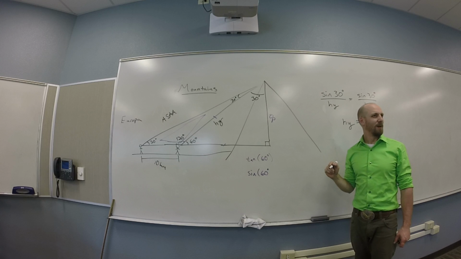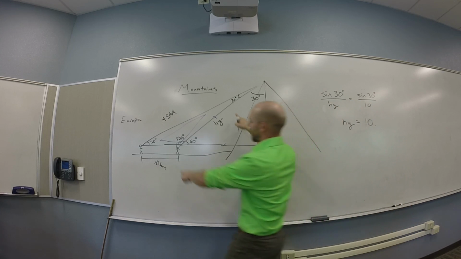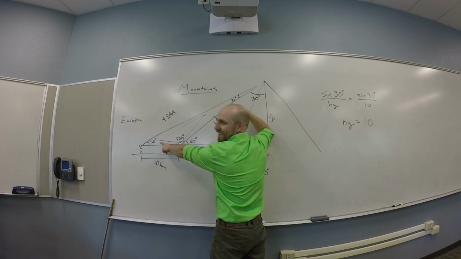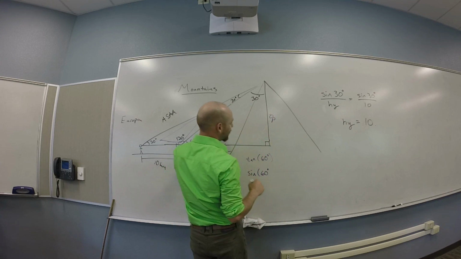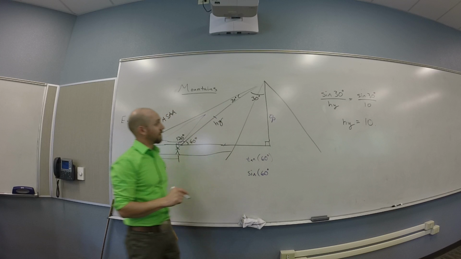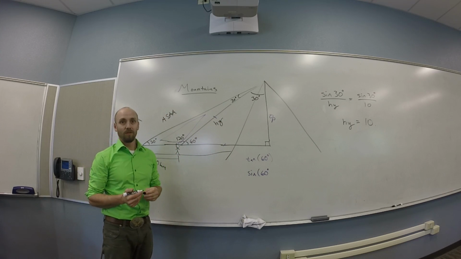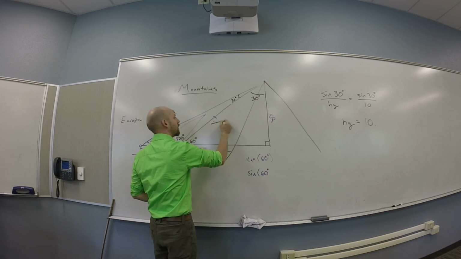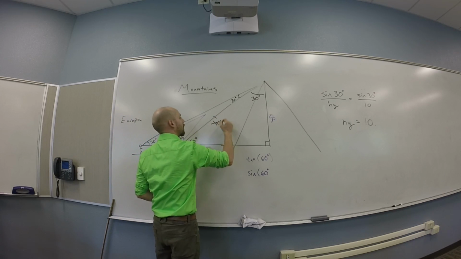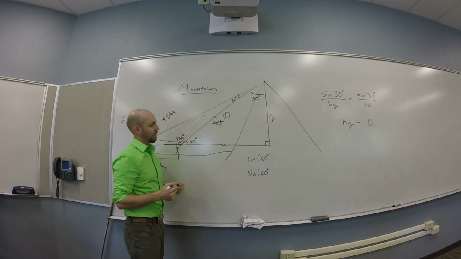Do you guys see that? I maybe could have noticed that it was an isosceles triangle and the two angles were the same. Oh, whoops, my bad. So the hypotenuse is 10. So how do you get the opposite out of that? Sine of 60 equals opposite over 10.